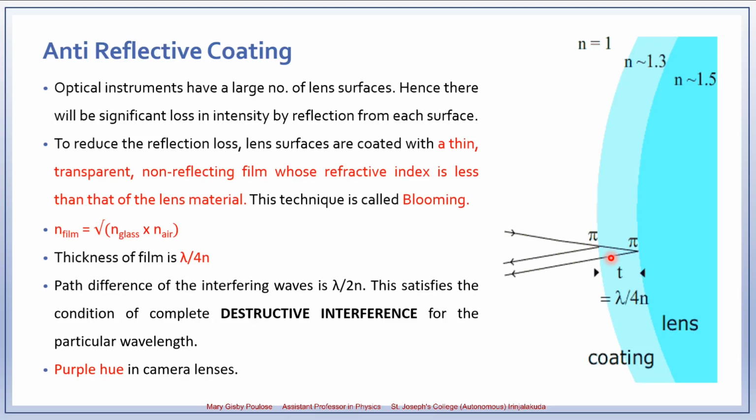So that is why even though anti-reflective coatings are coated on the camera surface, they are only for the wavelengths of green and yellow, and the remaining wavelengths of blue and red suffer reflection losses, and hence the camera lenses have a purple hue.